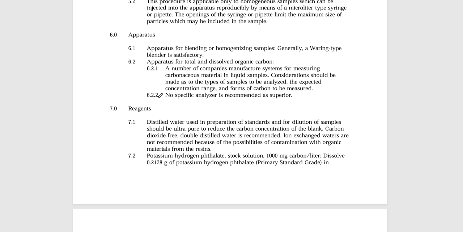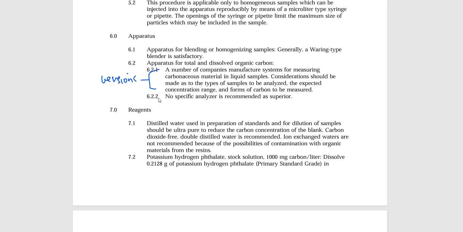Considerations should be made as to the types of samples to be analyzed, the expected concentration range, and forms of carbon to be measured. So yet again, there are different versions of a TOC analyzer out there, and this is basically telling you, listen, for your job, the way that you've got to do the test, the way that your client wants your lab to report these values, you want to make sure that you have an appropriate instrument in order to do that. So if you do, then great, but you got to know something about the types of samples that you're running. Do you want to go super low? Because if so, the machine that we have in our lab probably is not going to go that low.